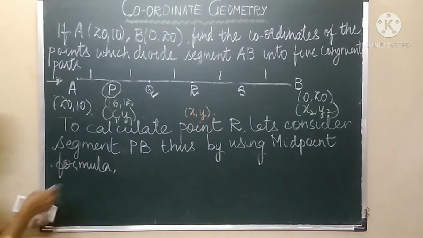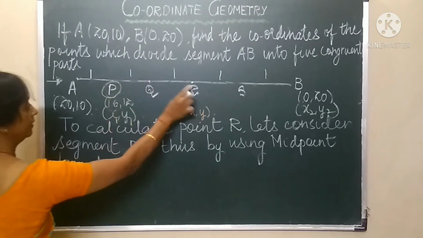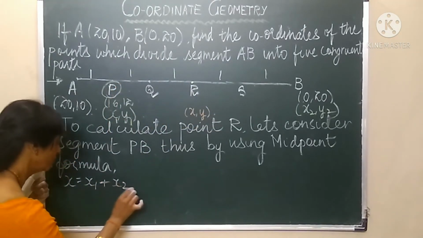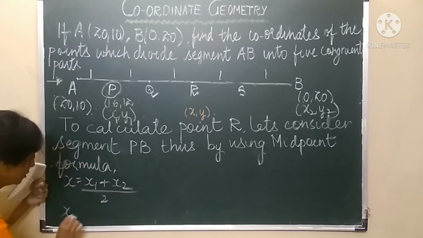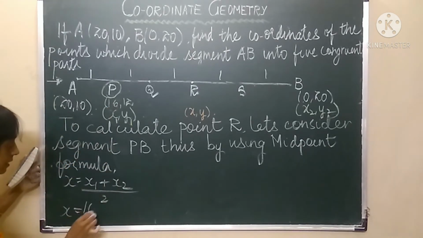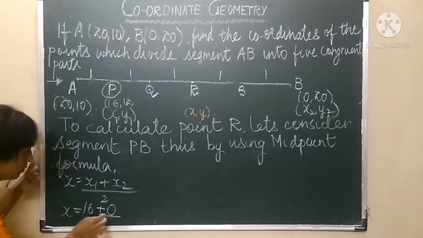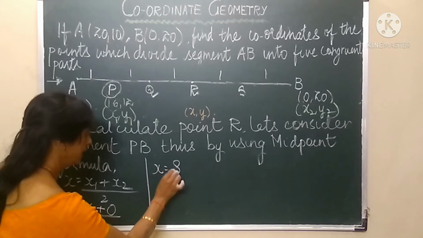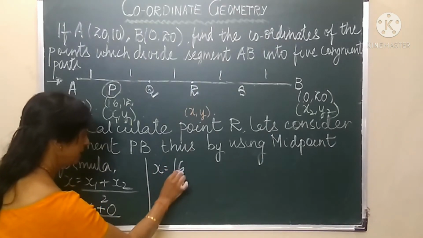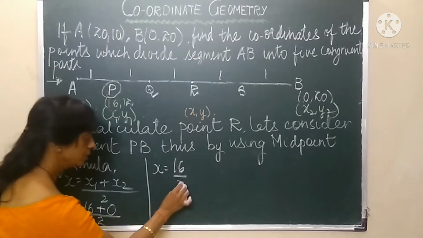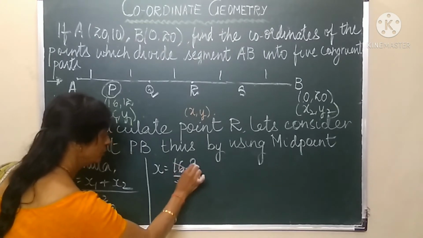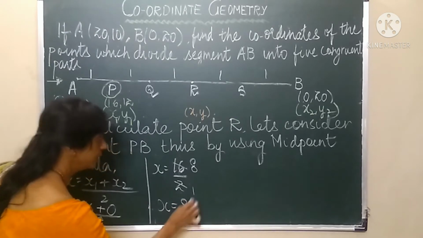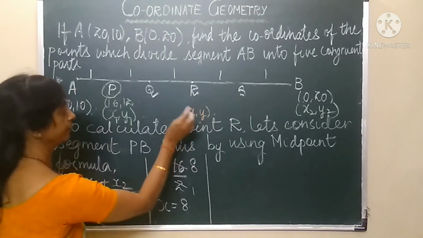So let's calculate x. So x will be equal to x1 plus x2 upon 2. So x is equal to 16 plus 0 upon 2. So x is equal to 16 plus 0 is 16 upon 2. Let's reduce. 2 ones are 2, 2 eights are 16. Therefore, x is equal to 8.